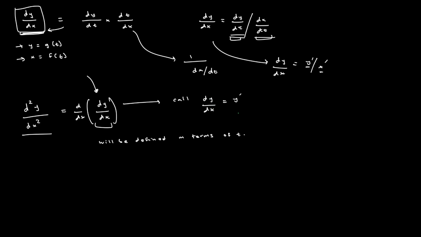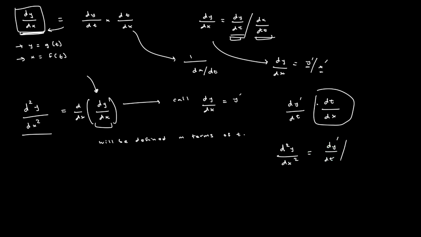Now, if we want to differentiate this with respect to x, we can simply do dy prime over dt times dt divided by dx. We saw this earlier as just 1 over dx over dt. And so d squared y over dx squared is simply equal to dy prime over dt divided by dx over dt. The chain rule again allowed us to come up with an identity to form the second derivative of this function. You can find higher order derivatives in a very similar manner.